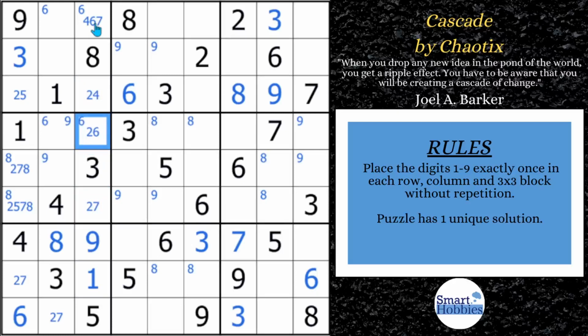I can actually get rid of this 4 as well. So look, we got more bivalue cells. Okay, this is very interesting. If we can pair this up with something or this, we might be able to get a solve here. So we'll look right here. What could be in these two cells? This might give us the key to what we're looking for.